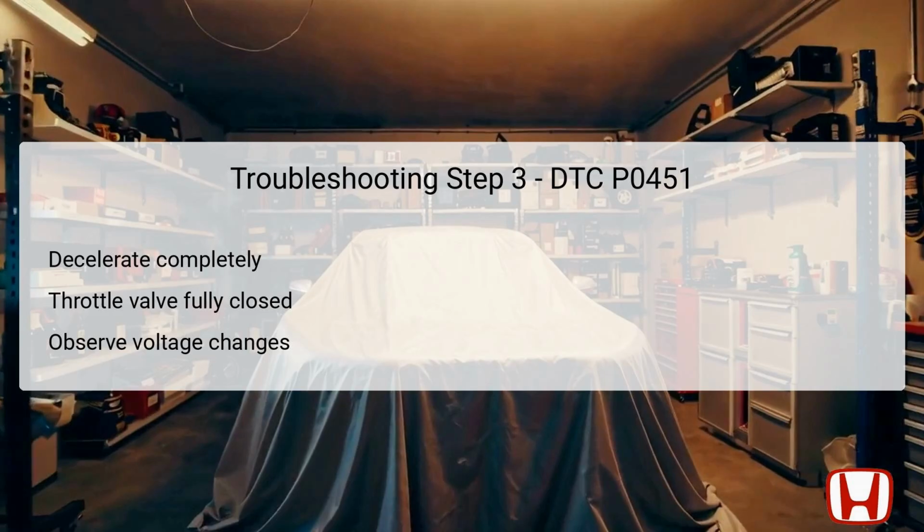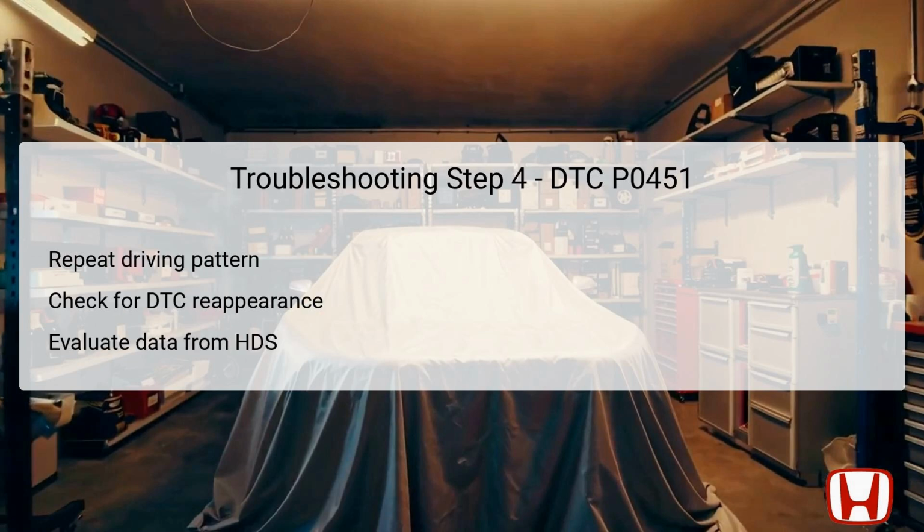Any anomalies could signal that the sensor is struggling to relay accurate information. Furthermore, repeating this pattern ensures that any intermittent issues are captured effectively, providing a clearer indication of the sensor's functionality during these critical operations. The final troubleshooting step involves repeating the previously outlined driving pattern at least 3 times.